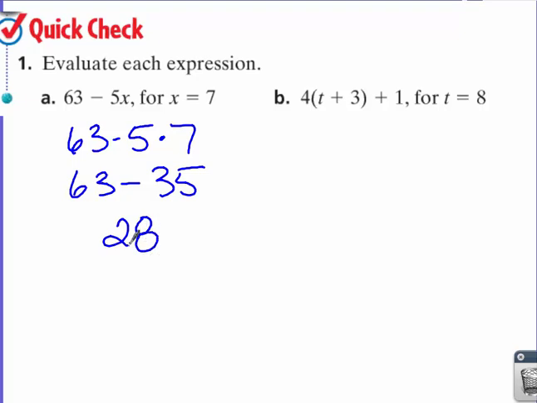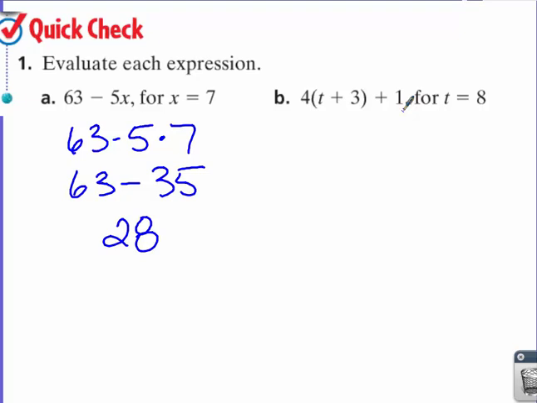Now, B, this one's a little bit tougher. It says 4 parenthesis, t plus 3, close parenthesis, plus 1. We're going to say it according to how we're going to work it. We always start with our parentheses first. So we would say this as t plus 3, get an answer, times that by 4, and then add 1. Pause the video and work this one on your own.